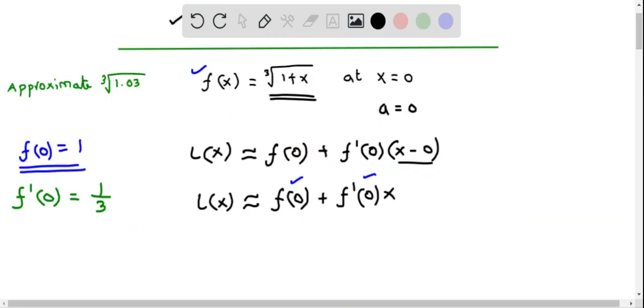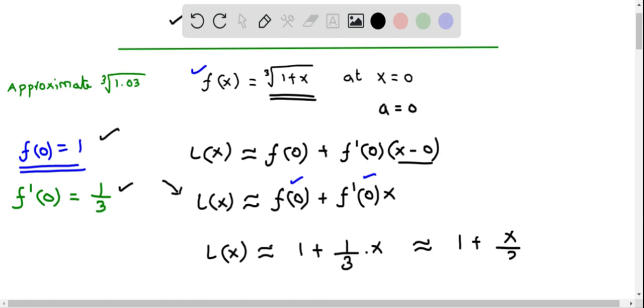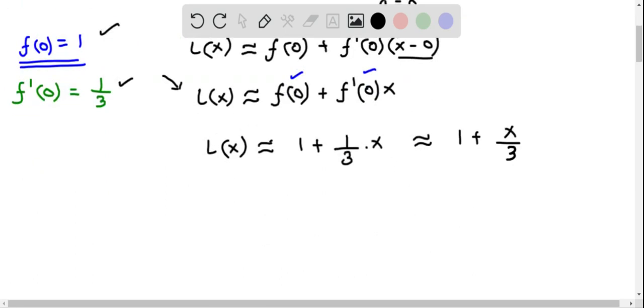Okay, now that we have found f of 0 and f prime of 0, we can plug them into the linear approximation equation. So we get L of x, approximately equal to f of 0, which is 1, plus f prime of 0, which is 1 third, times x. So this is basically equal to 1 plus x by 3. Therefore L of x is approximately 1 plus x by 3.